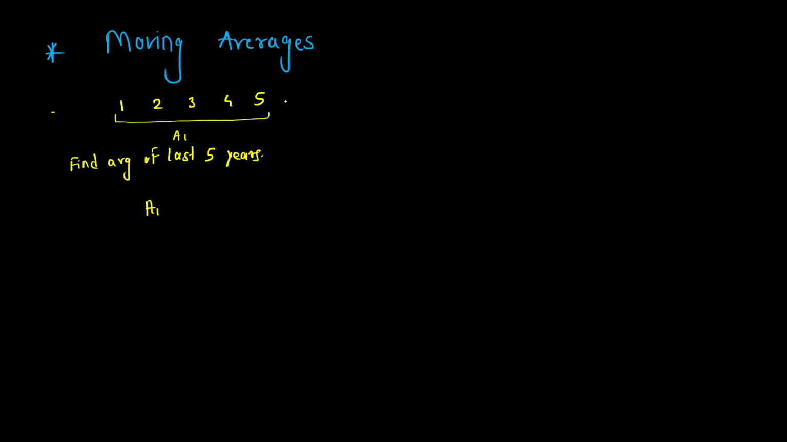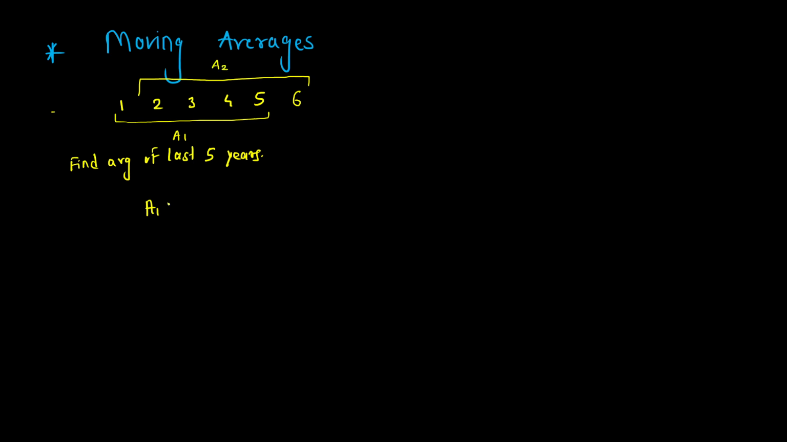Now in this year we have got the sixth reading. This year the reading is the sixth reading. So we will be taking the previous 5 years. So what are the previous 5 years? From here if we start 1, 2, 3, 4 and 5 up to here. If we take the average of these values, this will be called A1.